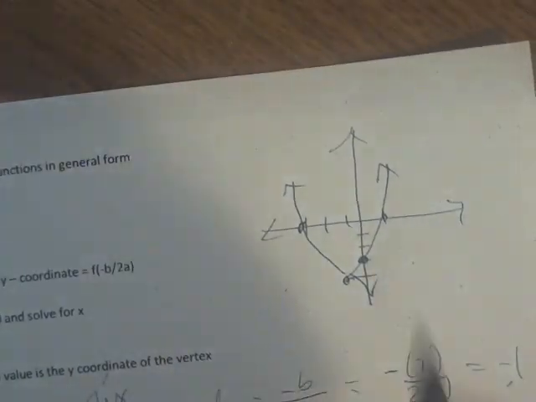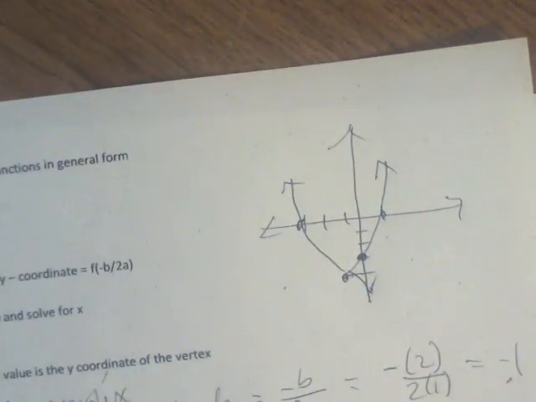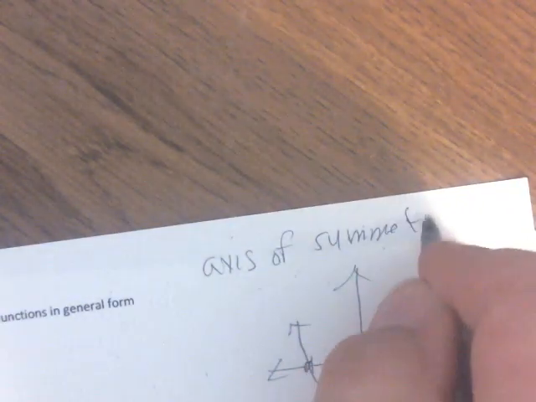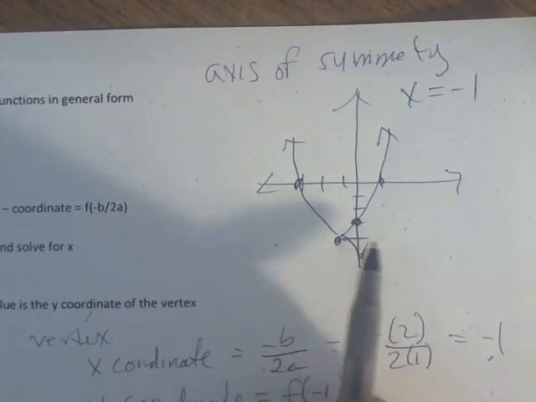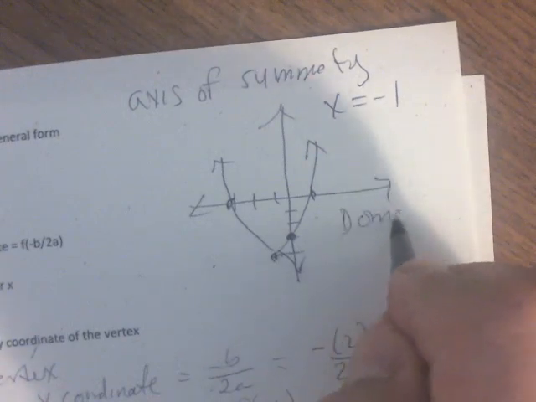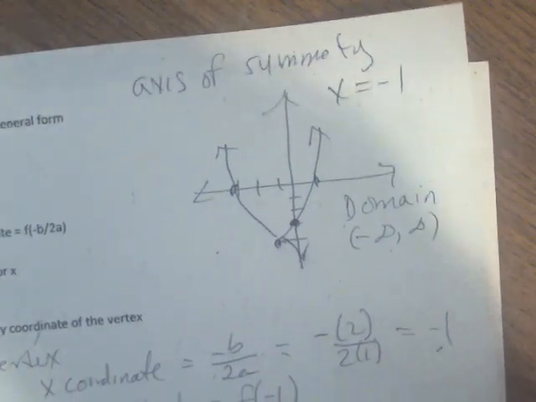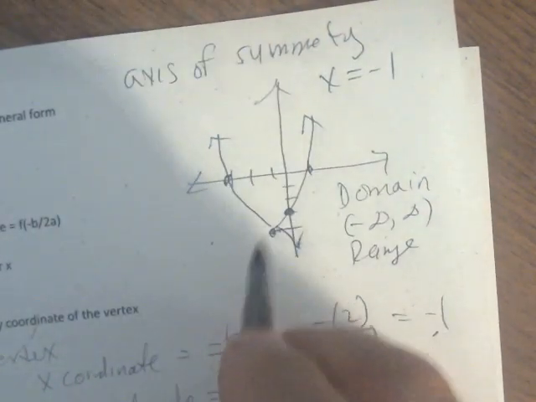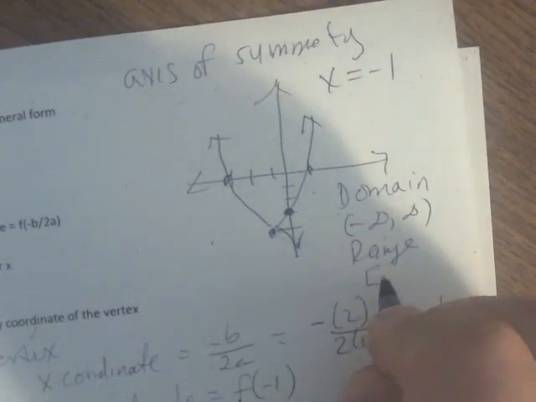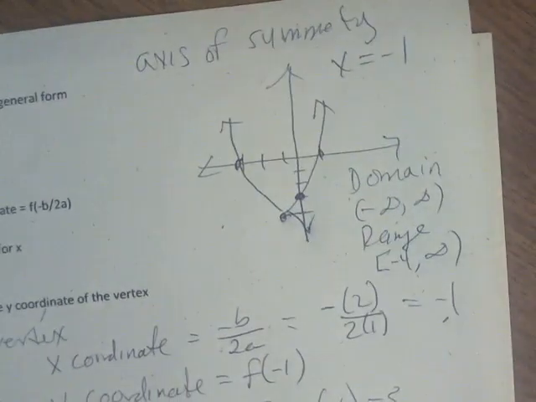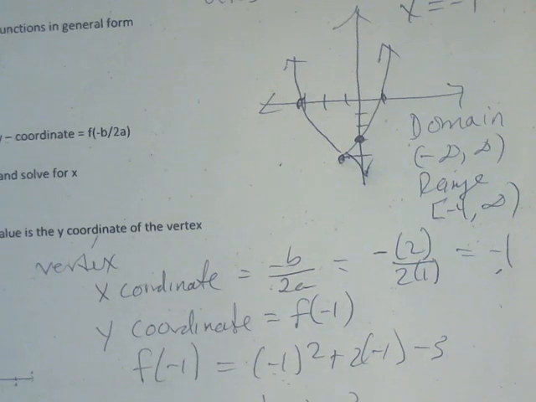Now your axis of symmetry is the x coordinate of the vertex. So my axis of symmetry is x equals negative 1, right there. My domain, as always, with quadratics, is negative infinity to positive infinity. And then my range is negative 4 to positive infinity. Okay? So sorry about the mess up on the graph.